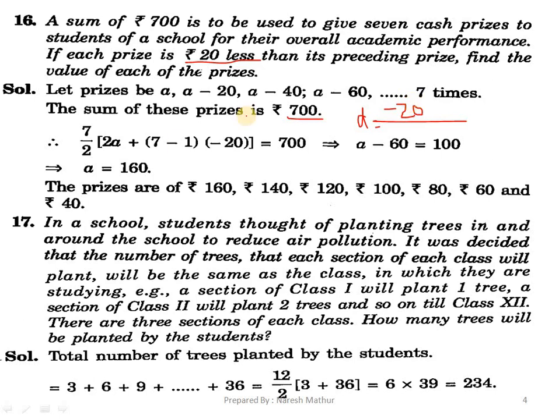So put these values in the formula n/2 [2a + (n − 1)d], so that we can get the value of a. So the first prize money is 160, 140 for the second, 120 for the third, and so on. For a cross check, you can add this money and we'll get 700 as the total sum.